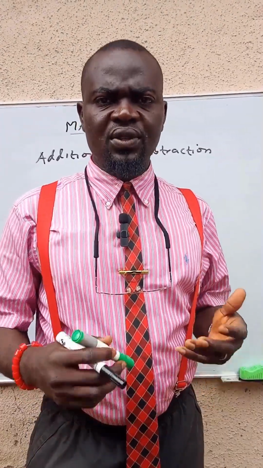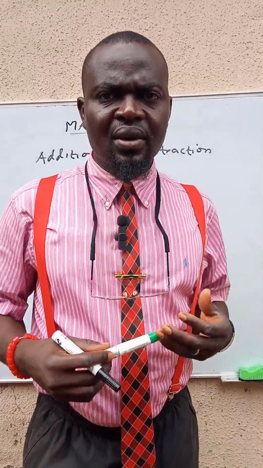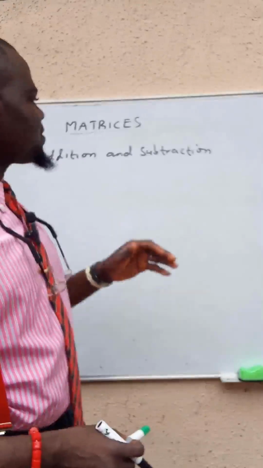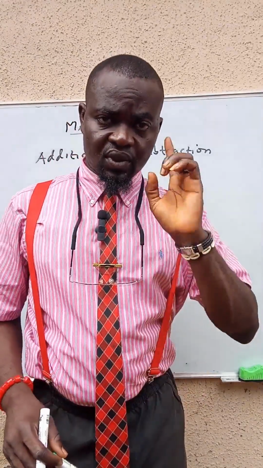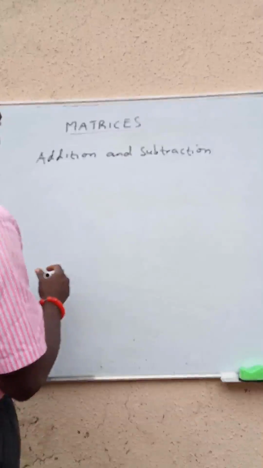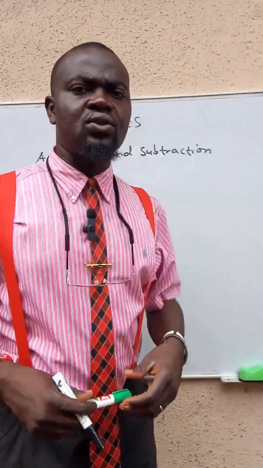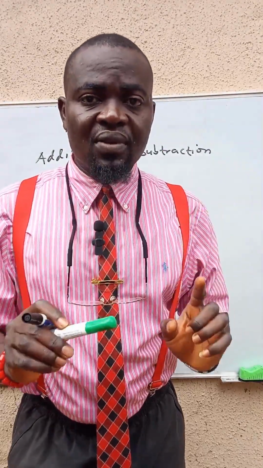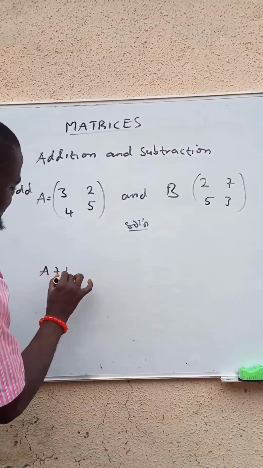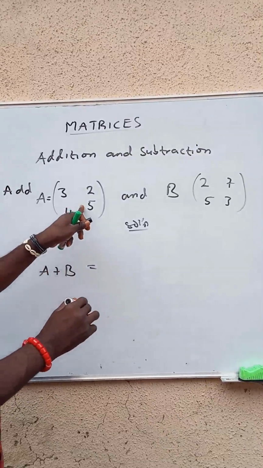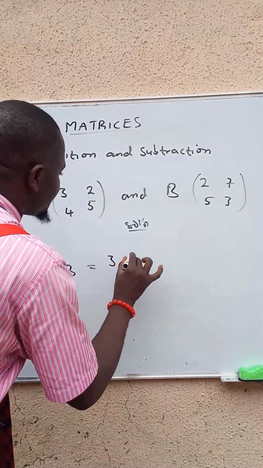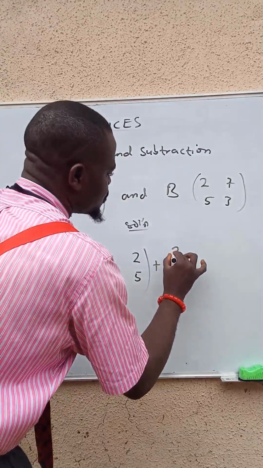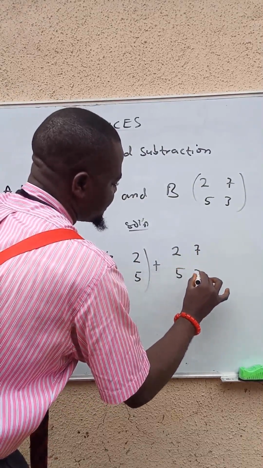Now how do we add? What is the condition? You cannot just start adding matrices. What is the condition governing the addition and subtraction of matrices? Don't forget. The condition is, for me to add or subtract 2 matrices, they must have the same order. They must have the same order. A plus B. Here, I have 3, 2, 4, 5 plus 2, 7, 5, 3.